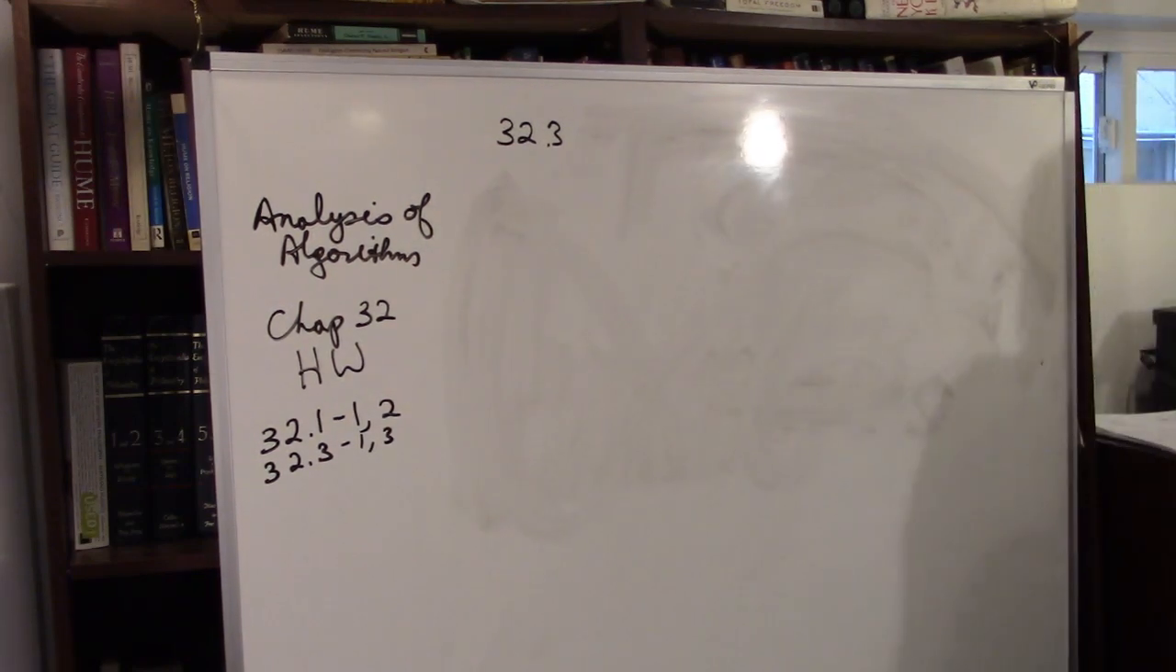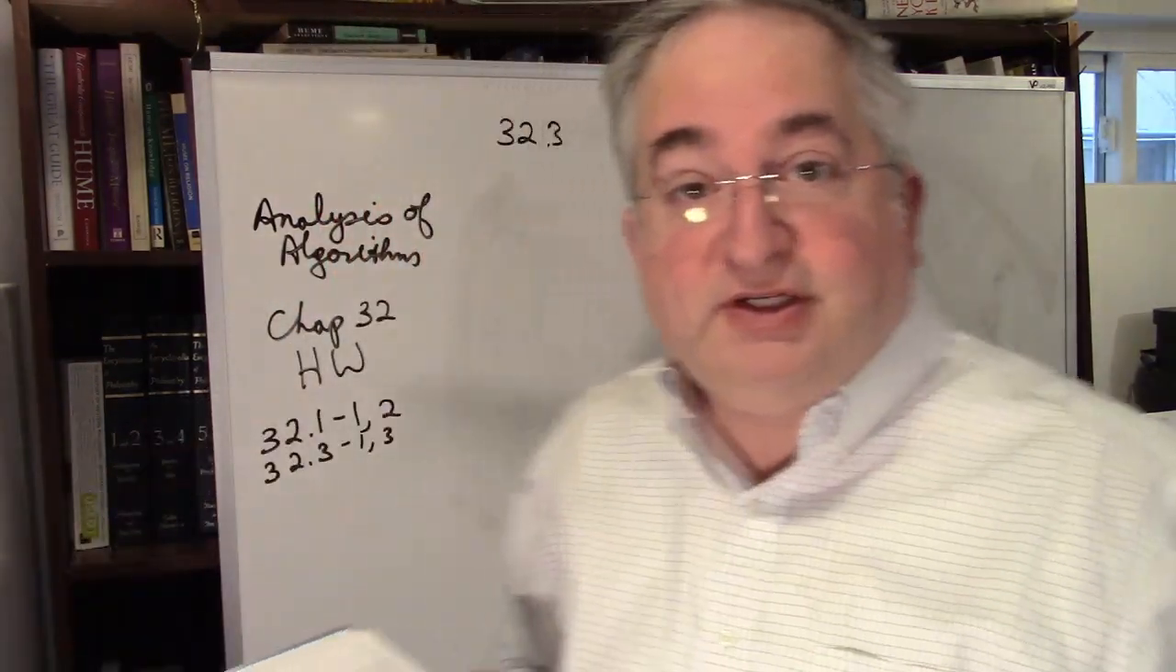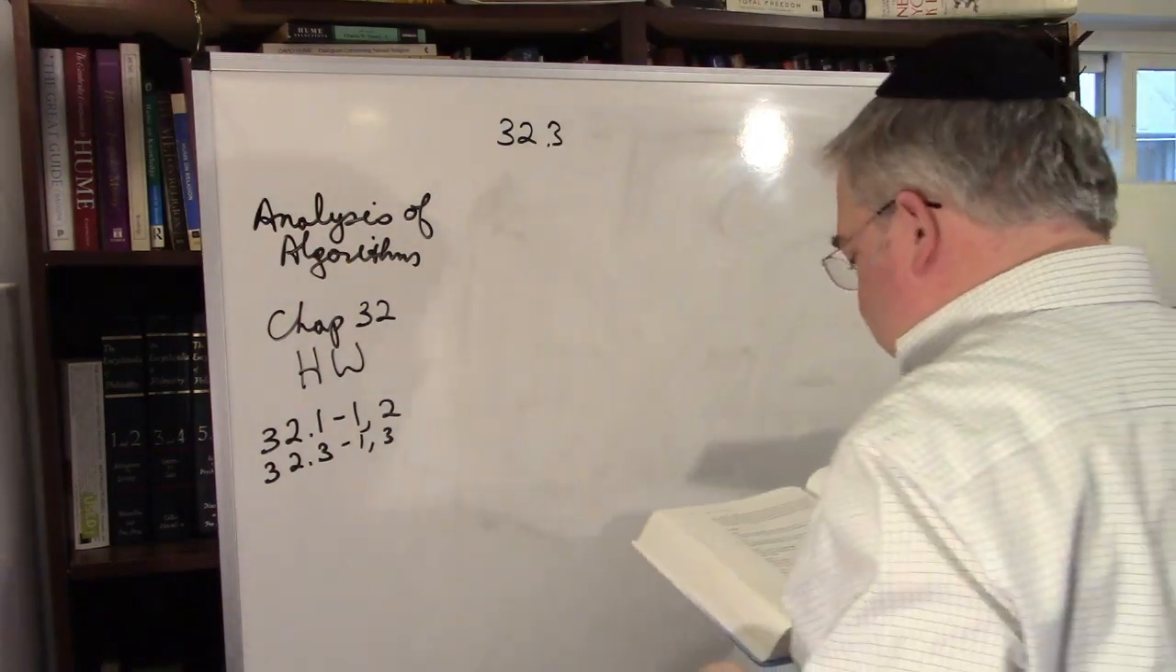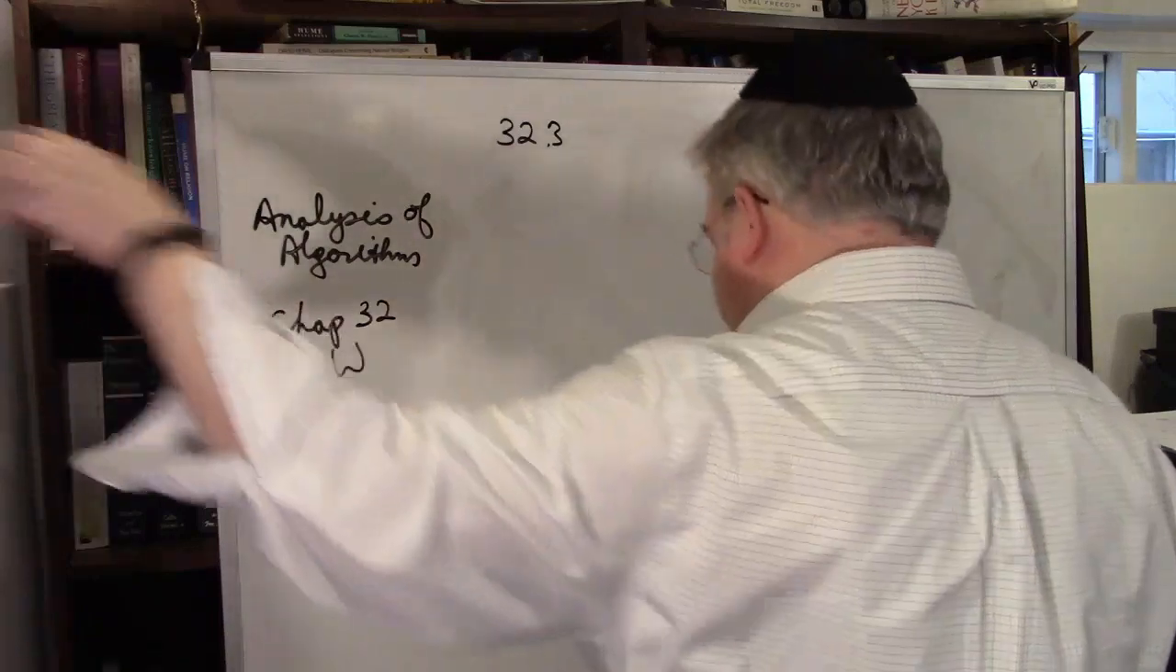Let's read the next problem. It says as follows. Draw a state transition diagram for a string matching automaton for the pattern, and then it gives a giant pattern. I simply don't have the room, nor do I have the patience to do them all. But I'm going to do the first 5 or 6 letters so we can get it.